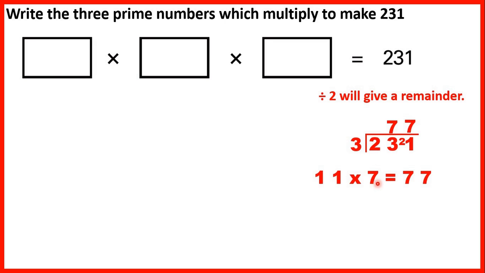Now 11 times 7 is 77, so our numbers must be 11, 7 and 3, and they're all prime numbers because 11 is only in the 1 times table and 11 times table, 7 only in the 1 and 7 times tables, and 3 is only in the 1 and 3 times tables.